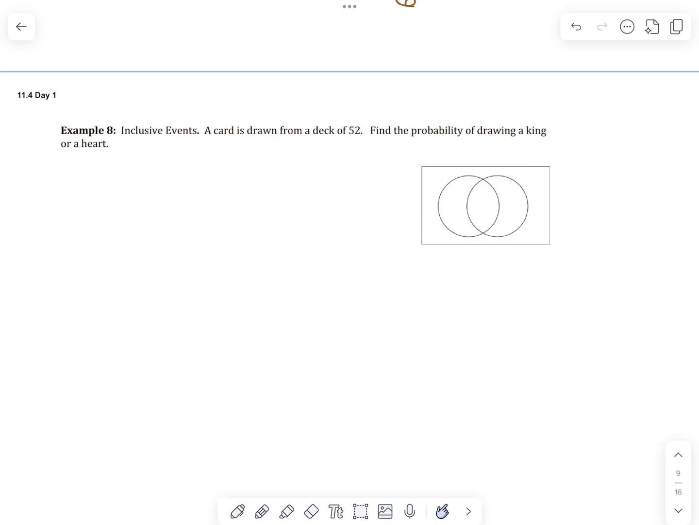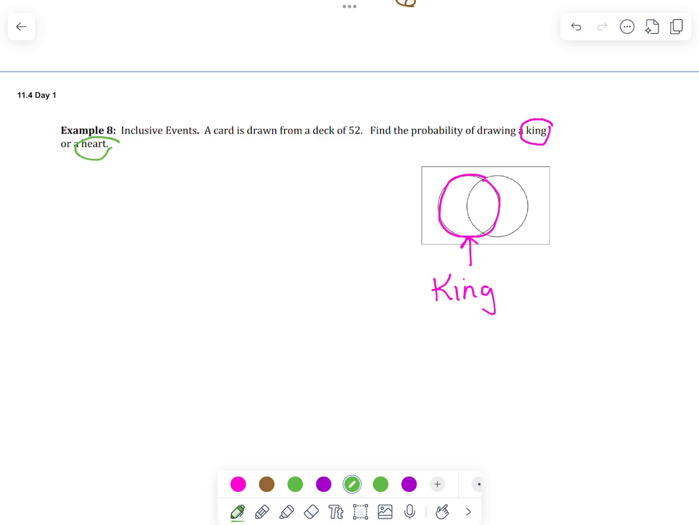All right, our next inclusive event is we have a deck of cards, and there's 52 cards in the deck. What is the probability of drawing a king or a heart? So a king will be the first circle. A heart will be the second circle. And then the overlap are the cards that are both a king and a heart.